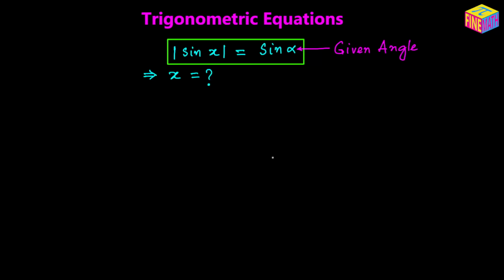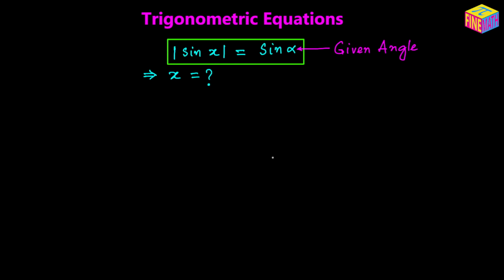Hi everyone, in this video we are going to discuss how to find the solution for a trigonometric equation like absolute value of sine of x equals sine of alpha, where alpha is a given angle of course. For this trigonometric equation we have to find out what would be the value of x that would satisfy this equation. So let's get started.